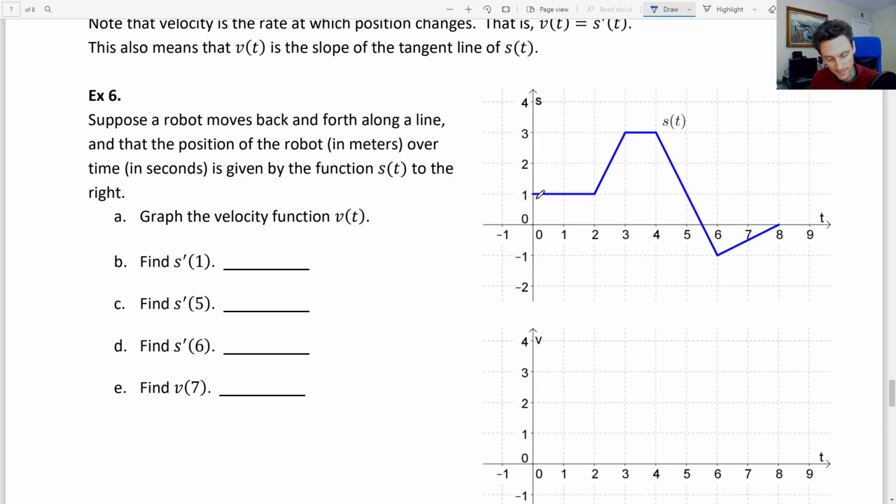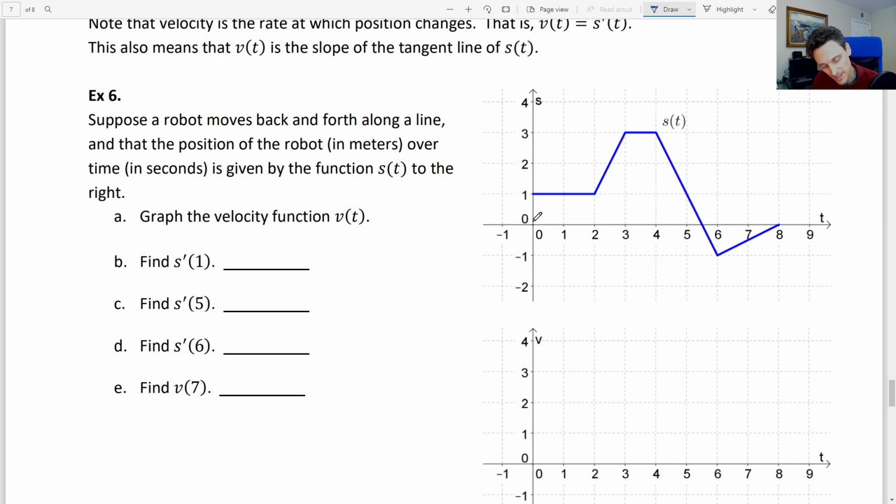You can see that the robot initially has a position of 1, and then it stays at 1 for the first 2 seconds, and then it decides to move, has some coffee, and starts moving over to a position of 3, stays at 3, then it moves to a position of -1, and then it moves back to a position of 0. So anyway, this position function is tracking the position of the robot at any given time t.